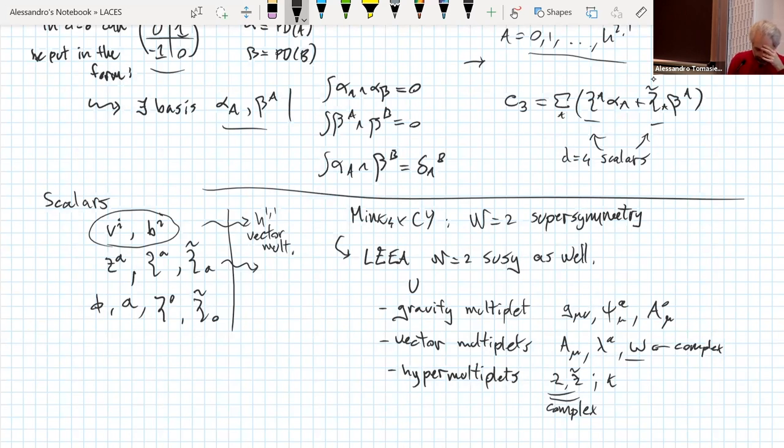This other line, you see, these are complex because these are the complex structure moduli. So for each value of the index A, there's a total of four scalars here. And so it's very natural to think that these give H21 hypermultiplets. And finally, here I see four lonely scalars, and it's natural to think that it's a single hypermultiplet. This is called the universal hypermultiplet.